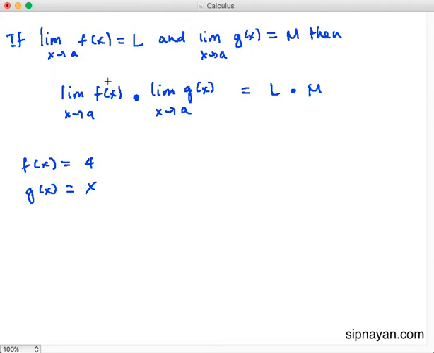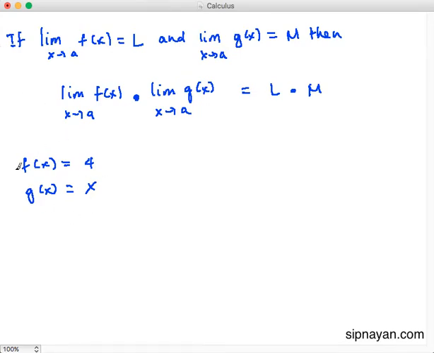No? So, for example, sinasabi lang naman dito, if we have two functions, f of x and g of x, and the limit of f of x equals L as x approaches a, and the limit of g of x equals m as x approaches a, then the limit of f of x as x approaches a times the limit of g of x as x approaches a is equal to L times m. So basically, sinasabi lang nito na pwede ka mag-multiply ng limits ng function.